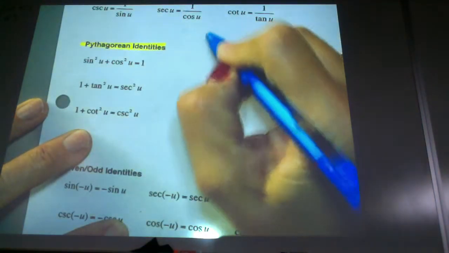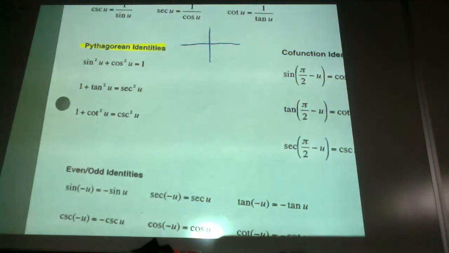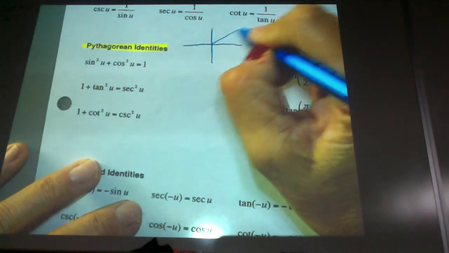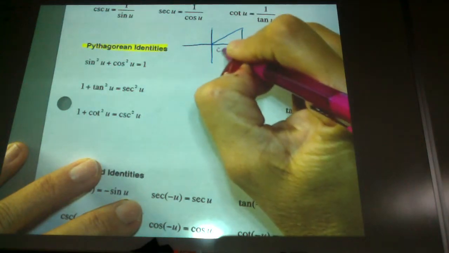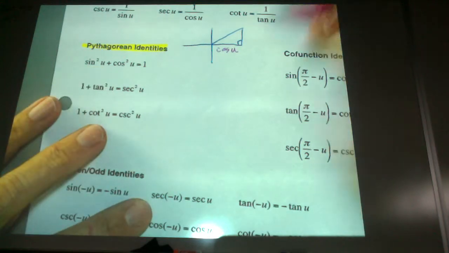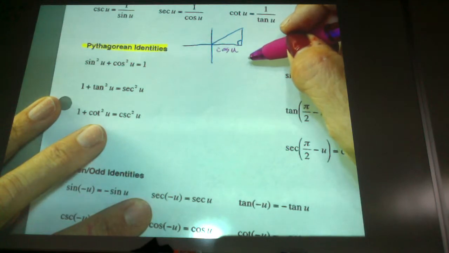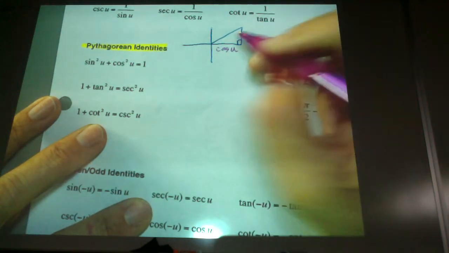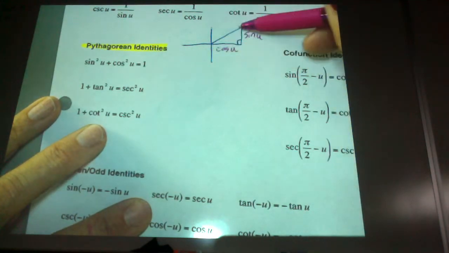So for your Pythagorean identities, let's go back to the unit circle. I always like to know why something, how they came up with something, so that I can derive it rather than memorize it. In the unit circle, let's look in quadrant 1. Would you agree that the x value, and we're going to say cosine of u, to maintain consistency here, that the x value is cosine? Agree? What's the y value? Sine. And the hypotenuse is the radius of our unit circle.